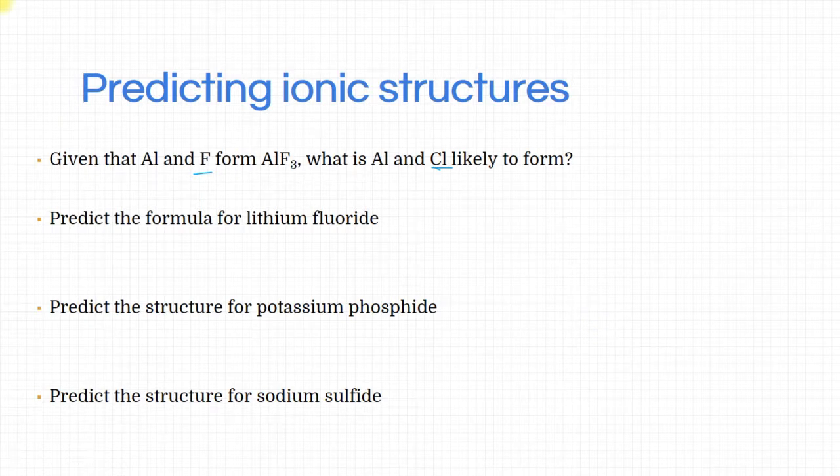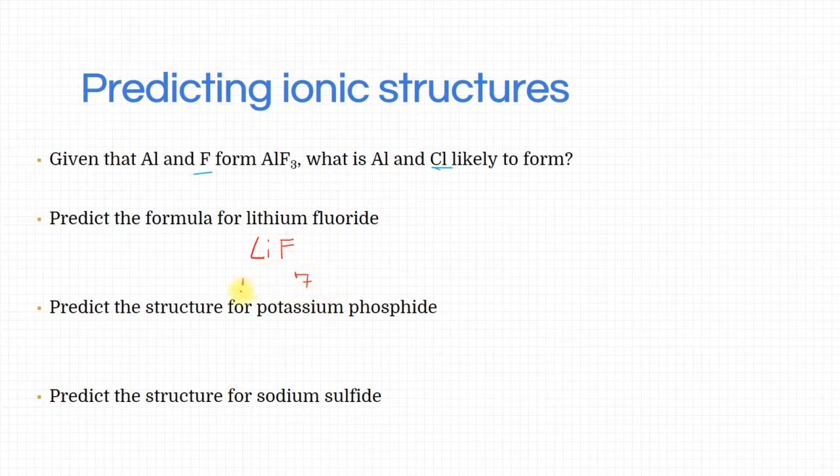Okay, so you can do kind of the same thing. I'll do the lithium fluoride one for you and then leave the other 2 for you to do. So lithium is in group 1, its symbol is Li. Fluorine is in group 17, its symbol is F. Lithium, being in group 1, has 1 valence electron. Fluorine, being in group 17, has 7.